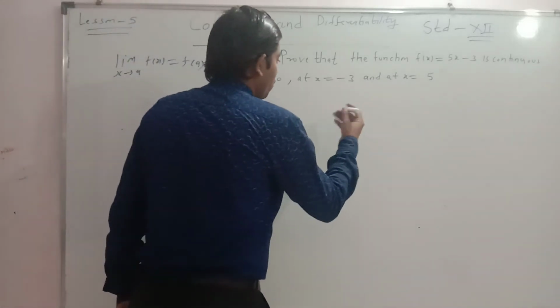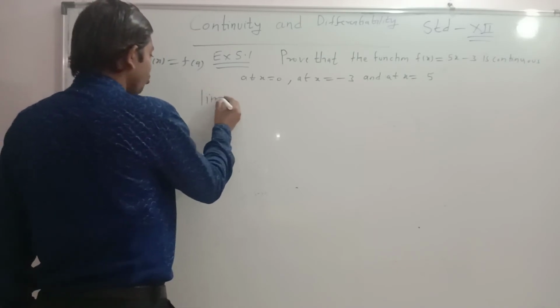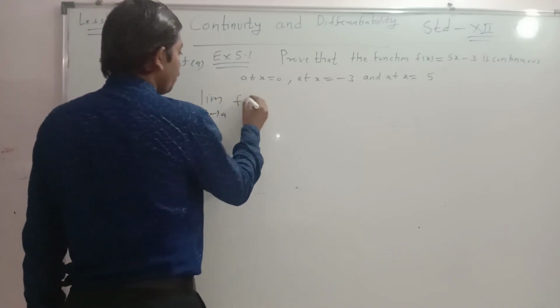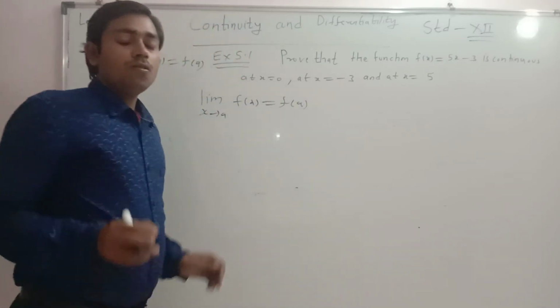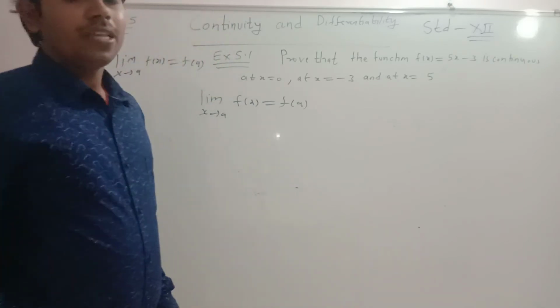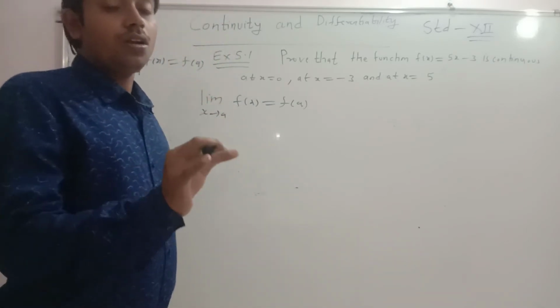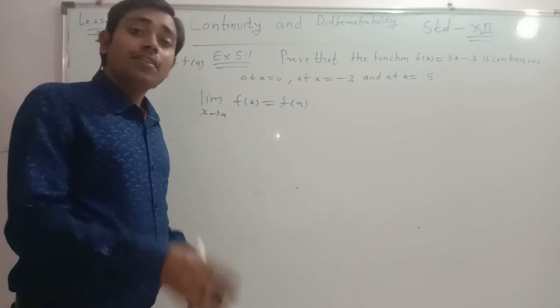Suppose we take one example: the limit as x tends to a of f of x is equal to f of a. So if the limit exists, then the function is continuous. Therefore it is very important that we know what we mean by limit. So let's define the limit.